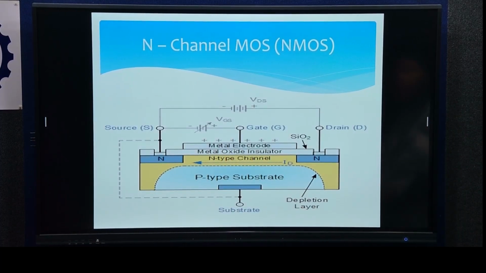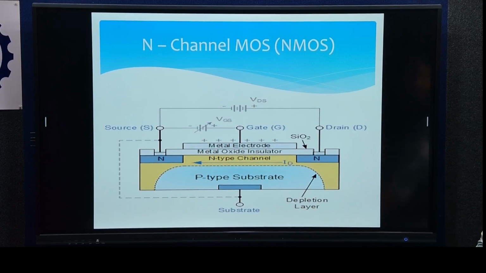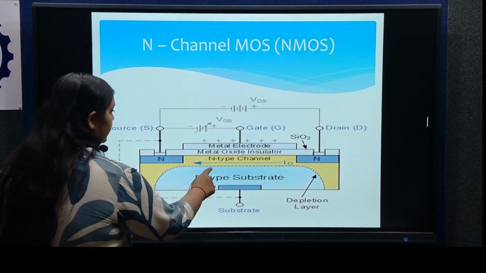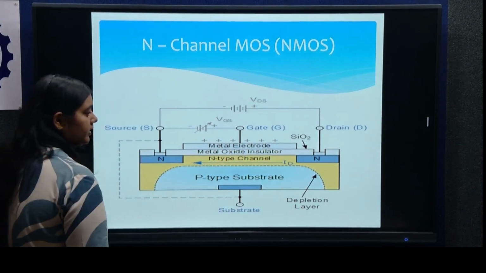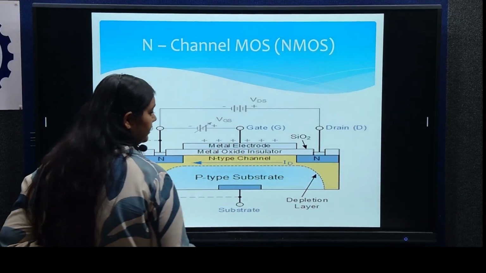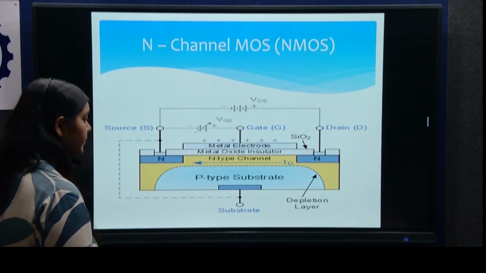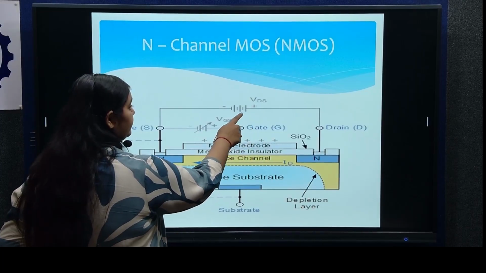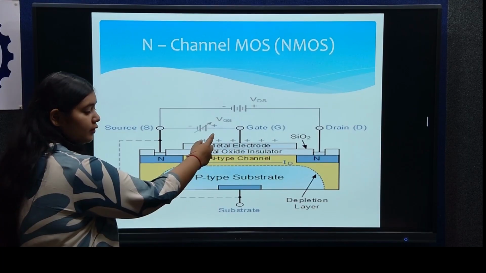Basically, this is the structure of the N-channel MOS, also called NMOS. Here you can see this is the gate terminal, this is the source terminal, and this is the drain terminal. The drain and source terminals are connected with N-type regions, and it is a P-type substrate. So the N-channel MOS is on a P-type substrate. Here you can see VDS, which is the drain to source voltage, and this is the gate to source voltage, VGS.